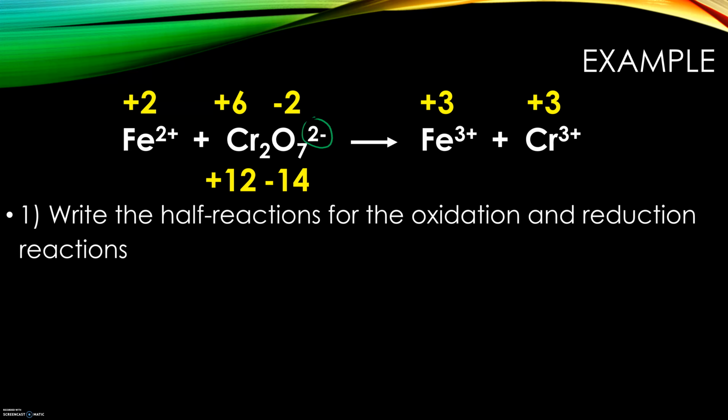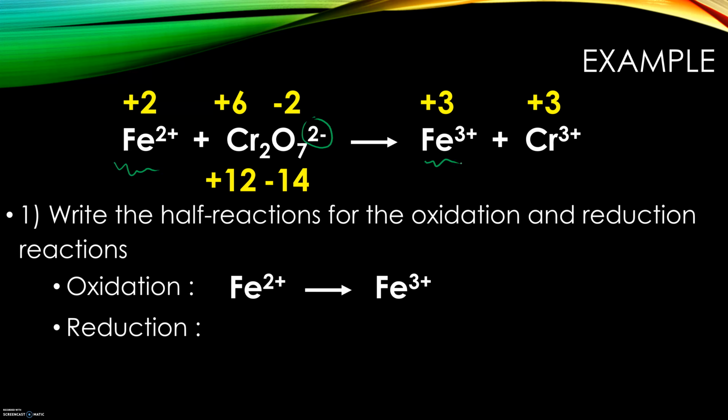Now, from here, we should be able to write our half reactions. Oxidation is losing electrons, which means the oxidation number goes up. And we notice that iron goes from +2 to +3. So we realize that this is our half reaction for our oxidation. And then our reduction part, it's actually the chromium. It goes from +6 to +3. All right, notice those number changes. It gains electrons, so the number goes down. So we write these as our half reactions. This is step 1. All right, and then we move on to step 2.